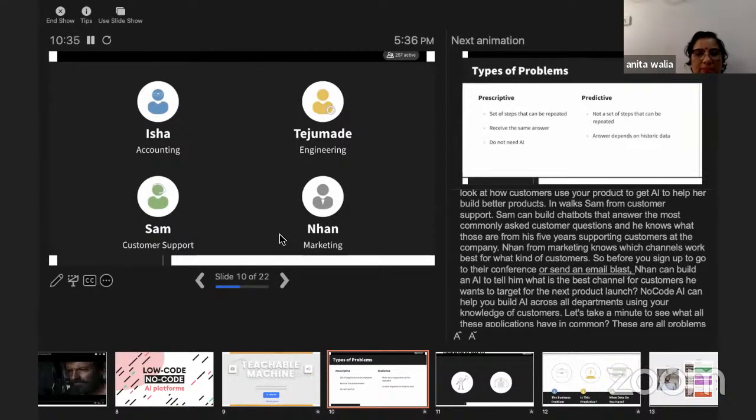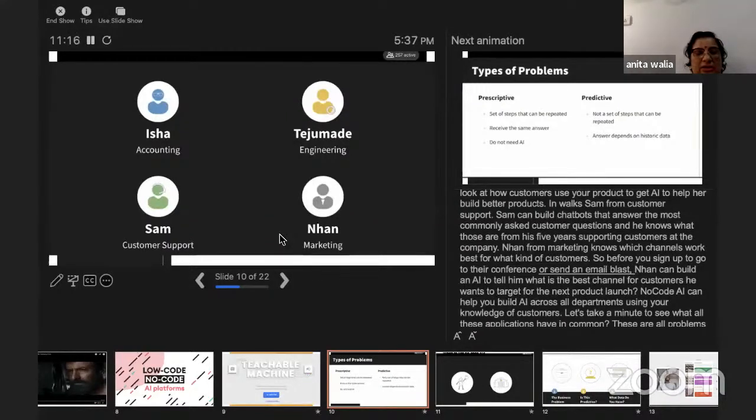Ahan, who is in marketing, needs to know his consumer behaviors. He can also use the no-code AI to understand who the people are and how to personalize the email marketing campaign to different customers and send them personalized offers. So he can build an AI to tell him which is the best channel to target a customer, or maybe if the company is planning to launch a new product, which is the best channel, whether it is traditional channels like TV or radio, or a digital media channel like social media sites.